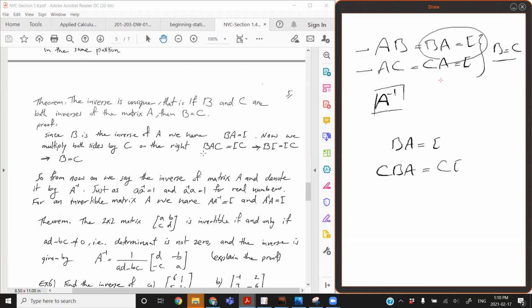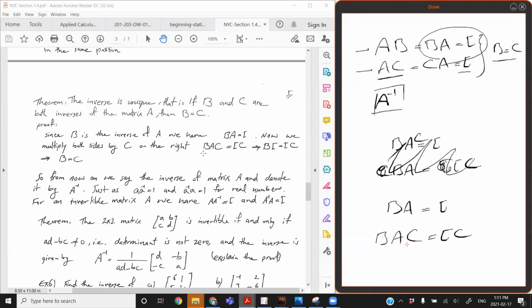Let me just do that again. Forget about this. We have BA is I. We multiply both sides by C on the right. So that means BAC is IC. So that's completely logical. If I have an equation, I can multiply both sides of that equation by the same matrix and the equation still holds.